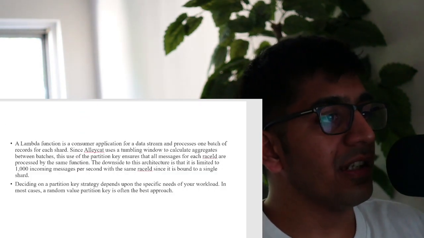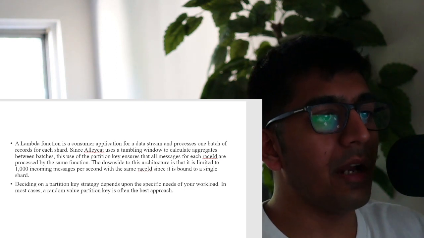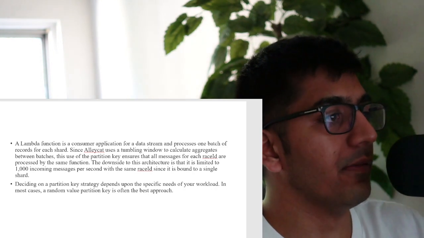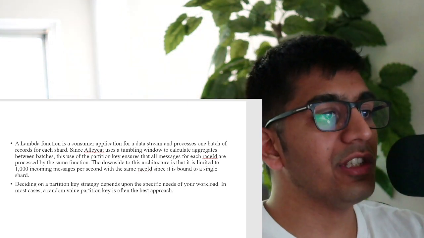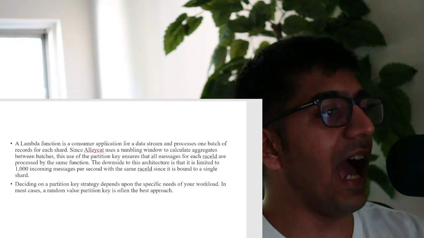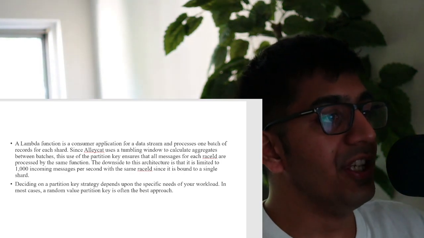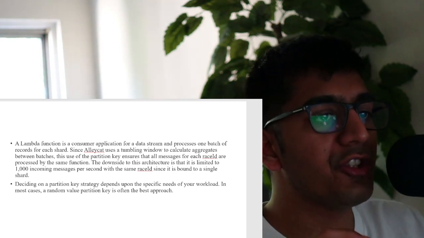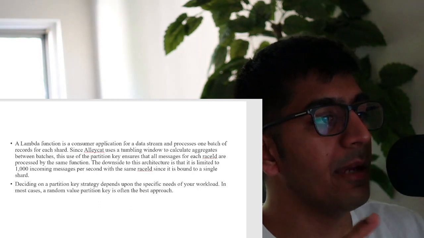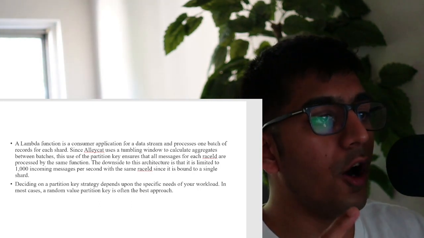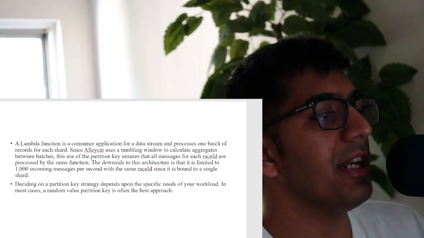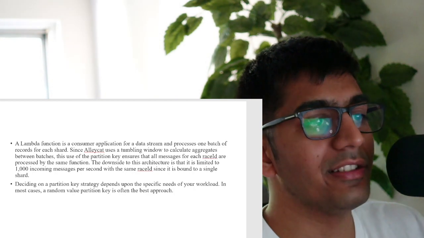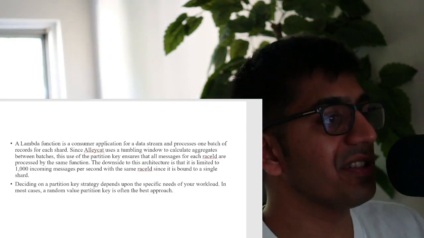Now, a Lambda function is a consumer application for a data stream and processes one batch of records for each shard. Okay. So since Allocate uses a tumbling window to calculate the aggregates between the batches, this use of partition key ensures that all the messages for each race ID are processed by the same function. The downside of this architecture is that it is limited to 1,000 incoming messages per second with the same race ID since it's bound to a single shard, right?